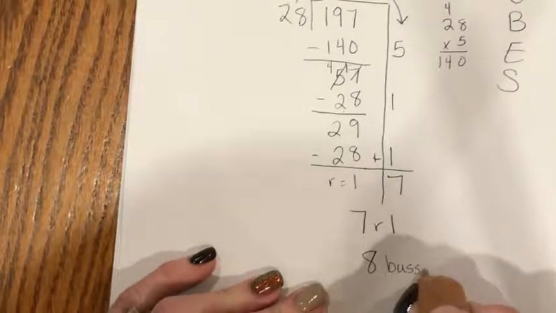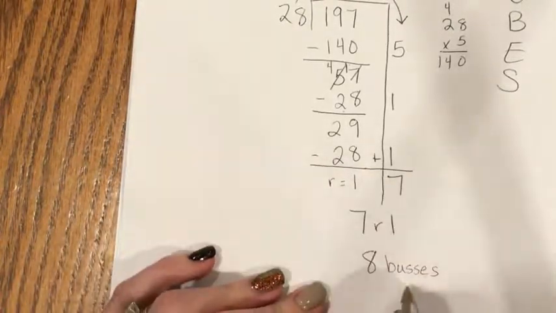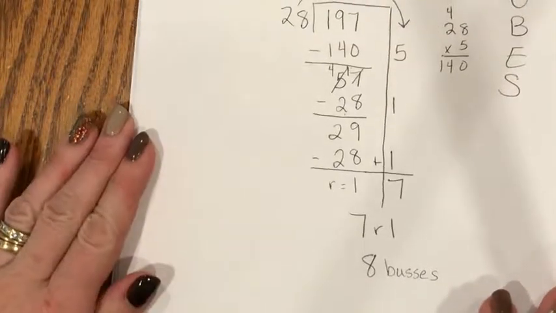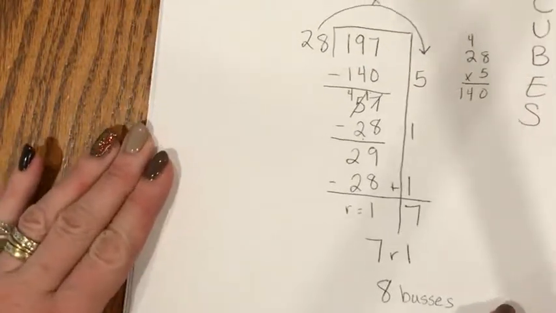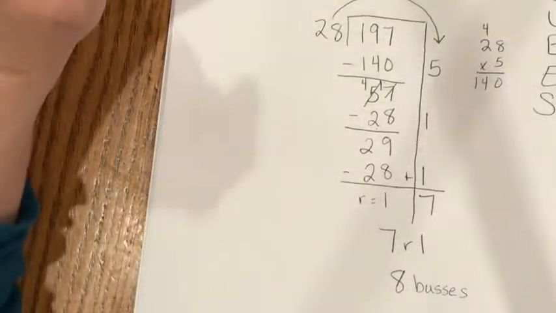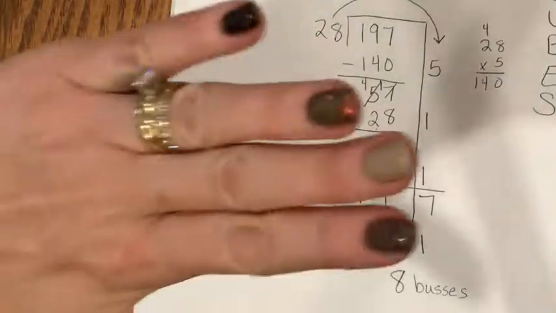Okay, now notice something here. I'm labeling my answer. When my students solve a word problem, there are always 3 points that they can earn. They get 1 point.